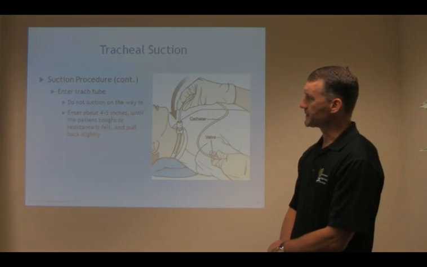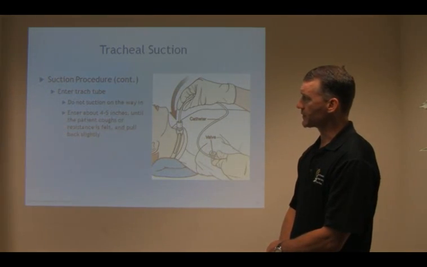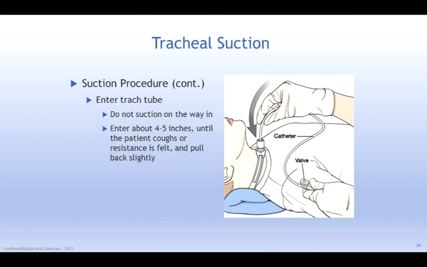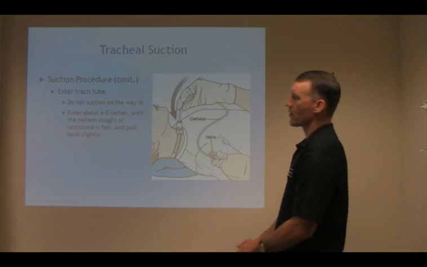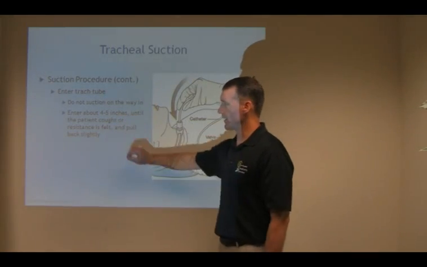And the procedure itself here, when we're going to suction, we're going to enter the trach tube. Do not suction on the way in. Enter about 4 to 5 inches until the patient coughs or resistance is felt and pull back slightly. This is very important with the depth that we go down.